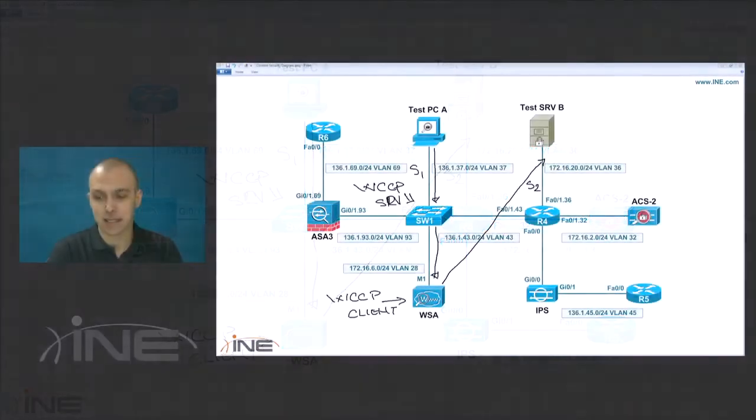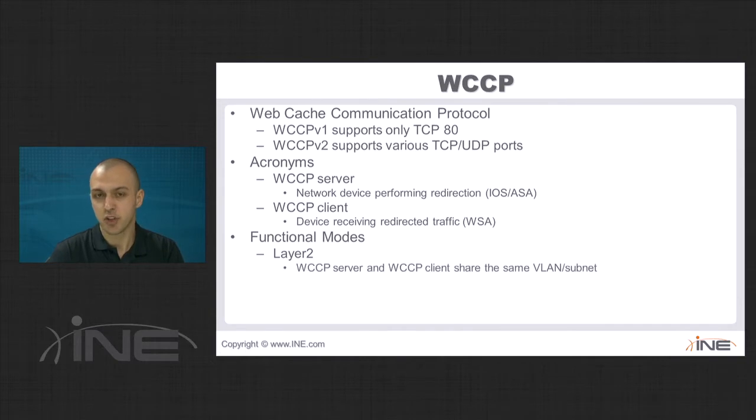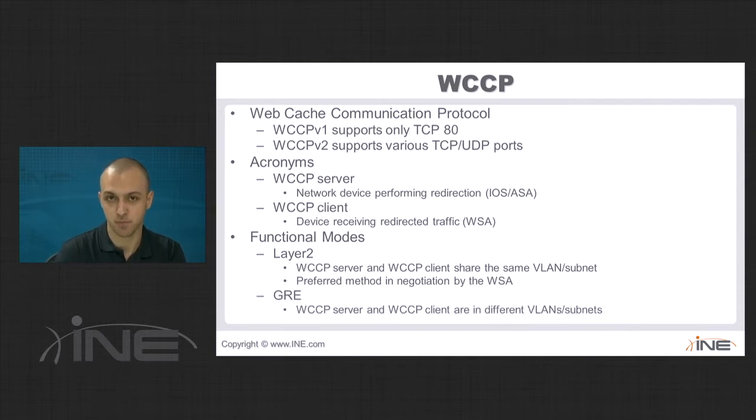Looking back at the slides now, the functional modes: how can you implement WCCP in the network? You have two options. You have the layer 2 option, and you have the GRE option. Layer 2 would mean that the network device performing the redirection and the WSA need to be in the same VLAN, same subnet. While the GRE option is for the case when the network device that performs the redirection and the WSA are not sharing the same VLAN or same subnet.